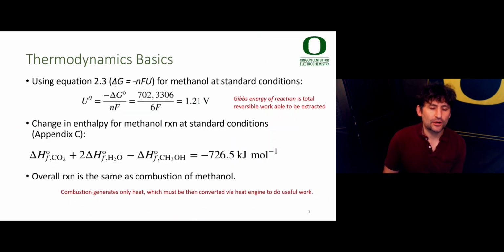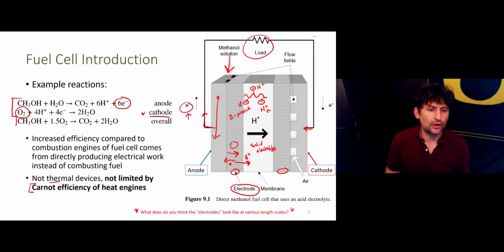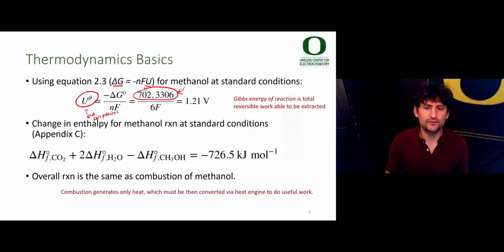We can use our equation, delta G, the free energy of a reaction, equals negative nF times the cell potential, to calculate the voltage output for the methanol oxygen fuel cell. Remember, U theta is the standard cell potential, and it is related to delta G naught over nF, where n is the number of electrons transferred in the reaction. You can get the total Gibbs free energy of the reaction by looking up the delta G's of formation of each species in the overall balanced chemical equation, just like you did in first year chemistry. Divided by 6 times Faraday's constant, and you get a voltage of 1.21 volts.